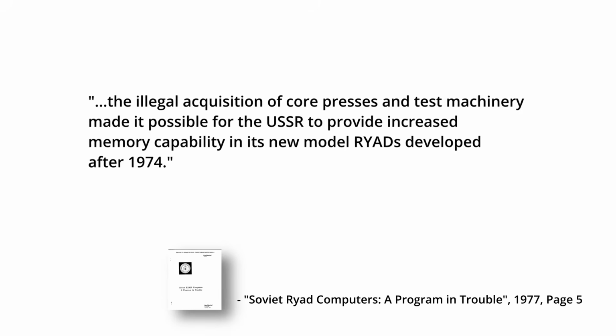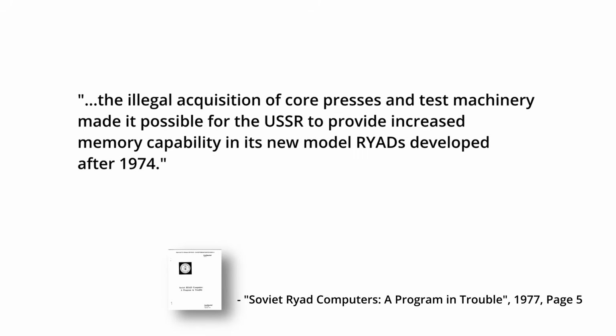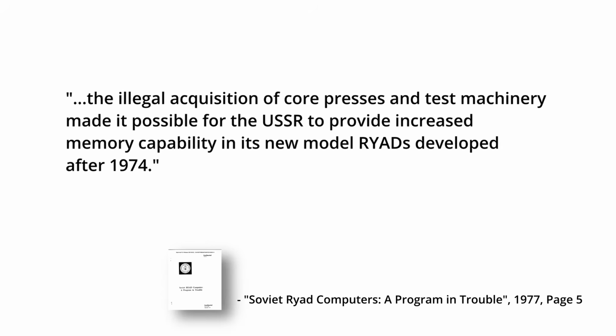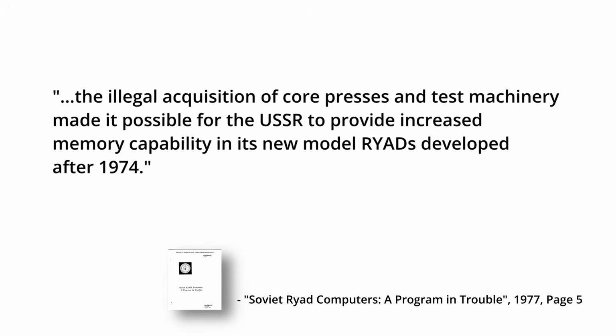One CIA analysis states, the illegal acquisition of core presses and test machinery made it possible for the USSR to provide increased memory capacity in its new model RYADs developed after 1974. So while the Soviet Union built RYAD systems using domestically available technology, it was technology that was in some cases built by machines directly sourced from the West. Production and use of RYAD systems continued to face significant bottlenecks in both hardware and software, however.